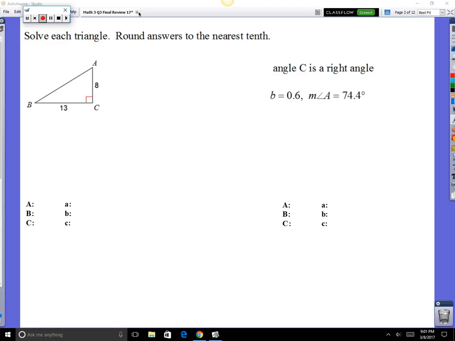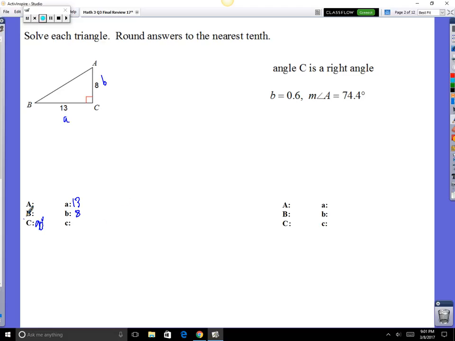Okay, trig. You just got to solve the triangle. So the capital letters are angles. So 3 components are given. Angle C is given. This is angle A, so this is side A. So little a is 13. This is angle B, so this is little b. Little b is 8. So they give us 3 features, and we need to find the remaining.